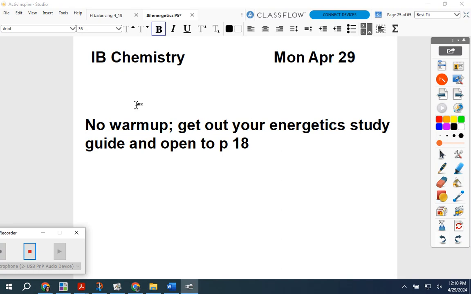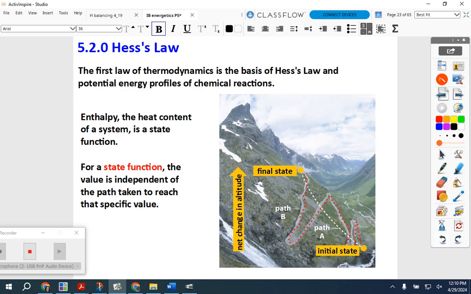Okay, so what we started talking about on Friday is this concept of Hess's law and energy cycles, the idea that no matter what path we take to get from point A to point B, the change in enthalpy is going to be the same. The net displacement on a map is going to be the same whether you go as the crow flies versus taking a winding road.